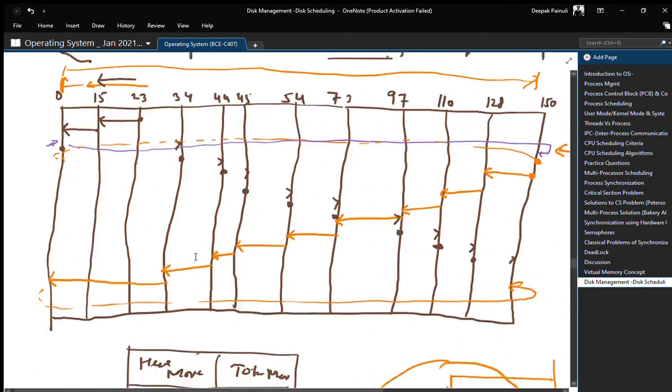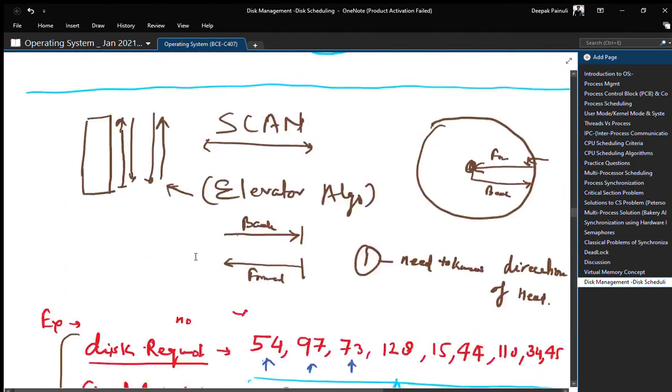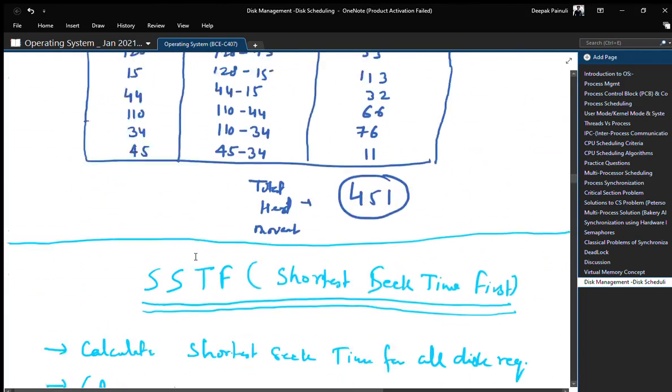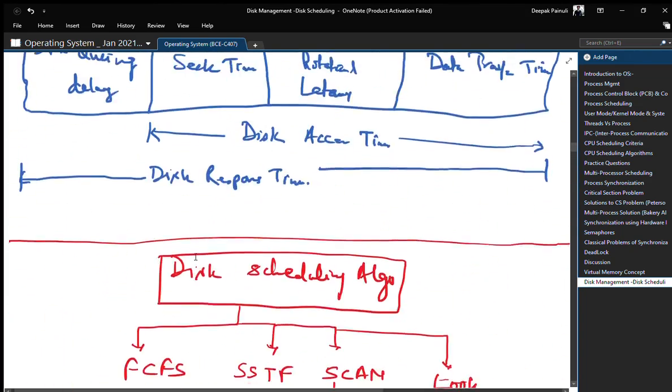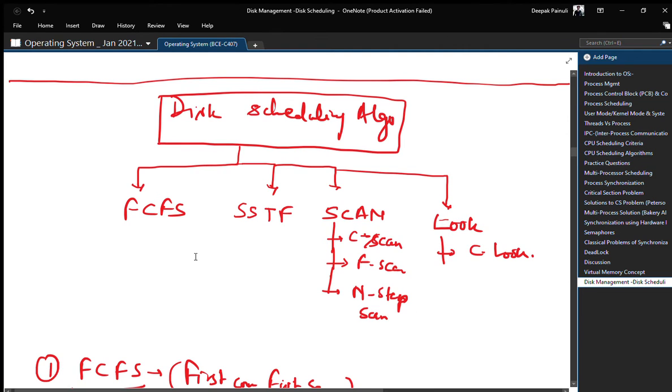At this point we have covered almost all the disk scheduling algorithms we have in hand. We have covered FCFS, we have covered SSTF, we have covered SCAN, C-SCAN, F-SCAN, and step SCAN, LOOK and C-LOOK. So remember one thing, in general they ask numericals from SCAN and LOOK.